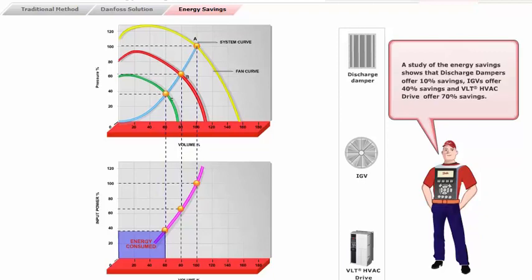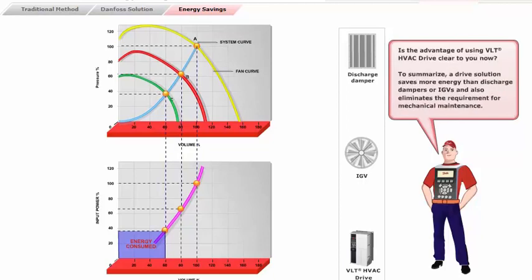A study of the energy savings shows that discharge dampers offer 10% savings, IGVs offer 40% savings, and VLT HVAC drives offer 70% savings. Is the advantage of using VLT HVAC drive clear to you now? To summarize, a drive solution saves more energy than discharge dampers or IGVs, and also eliminates the requirement for mechanical maintenance.